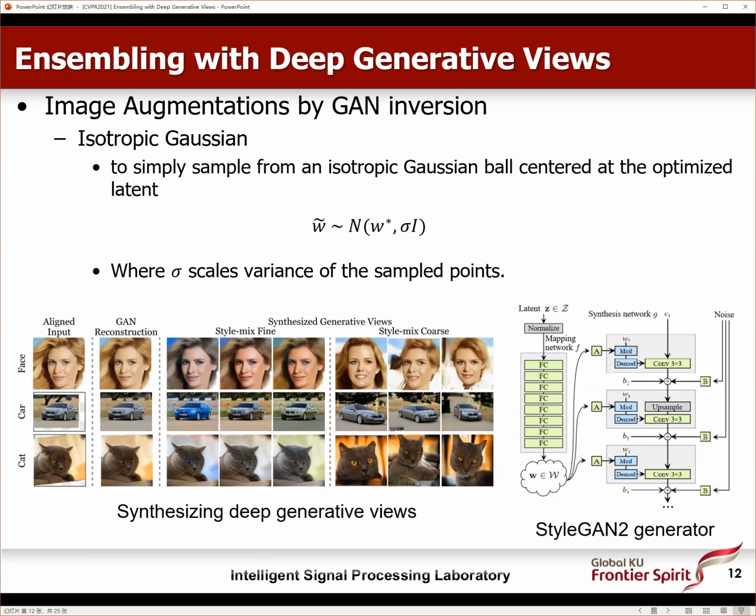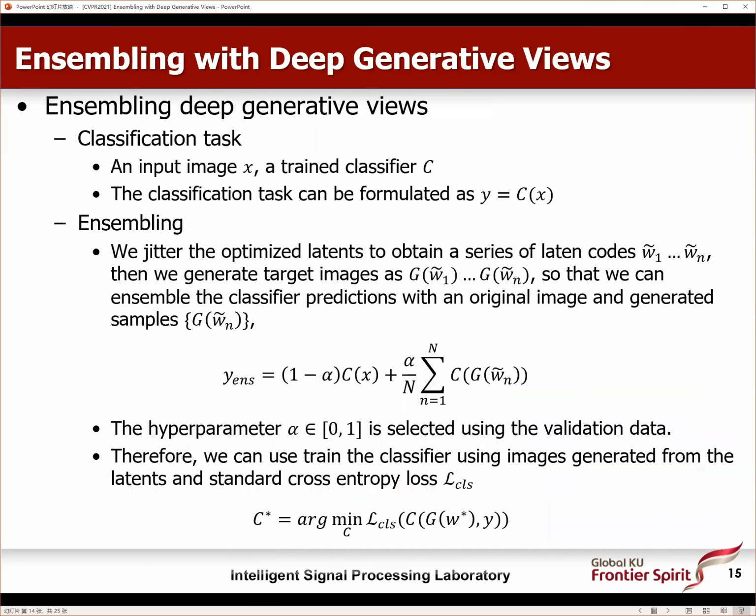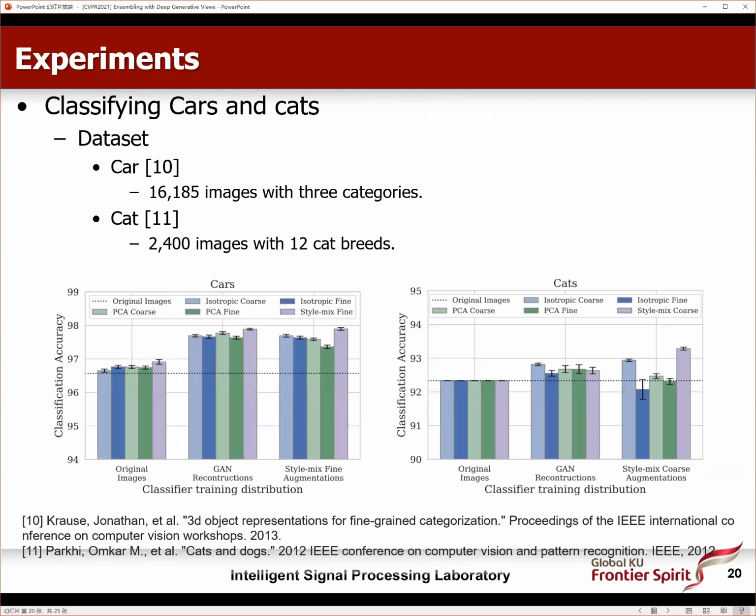So this is the difference between the GAN reconstruction and the StyleMix file augmentations. We use these two methods to build our training dataset, and then we evaluate on the six methods. Then we do the testing process.